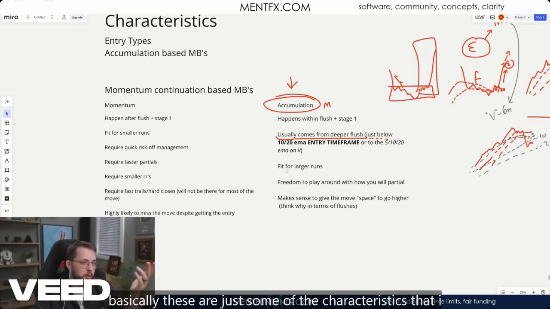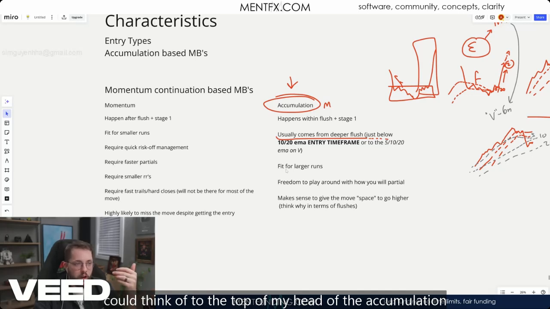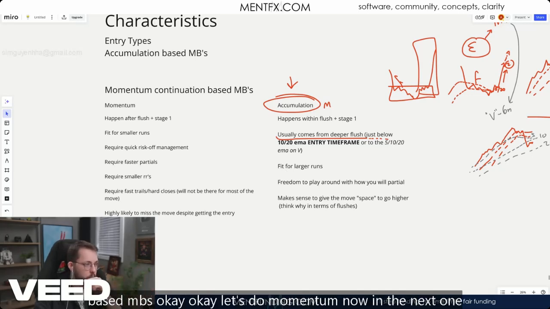And basically, these are just some of the characteristics that I could think of off the top of my head of the accumulation-based MBs. Okay, let's do momentum now in the next one.